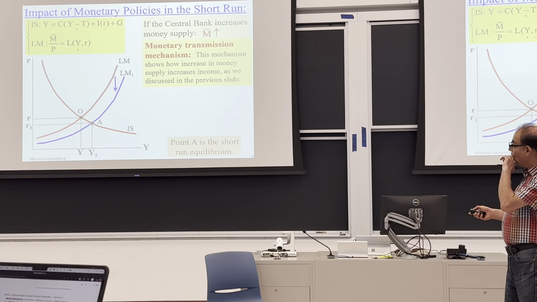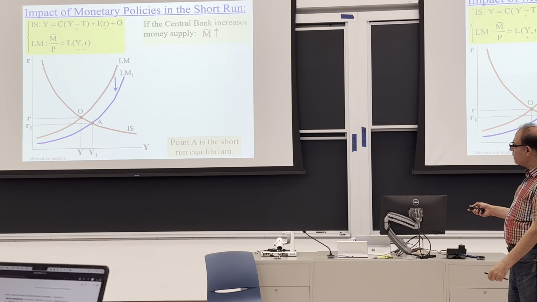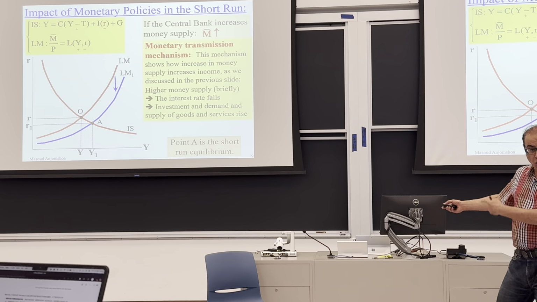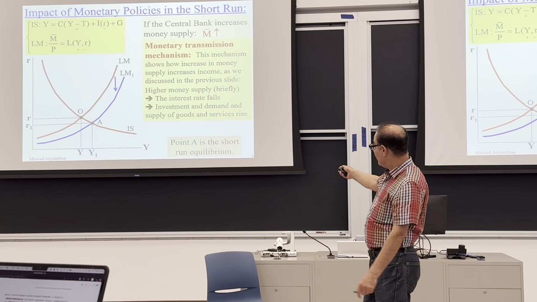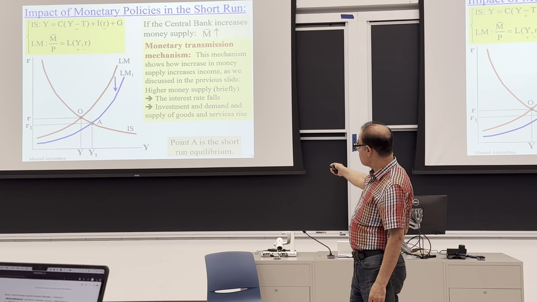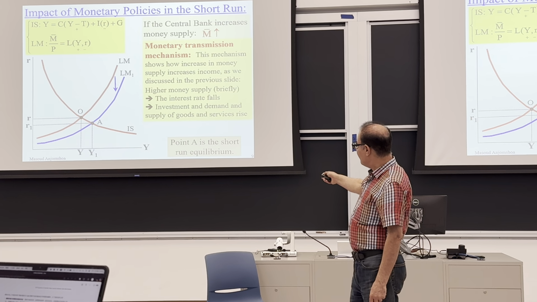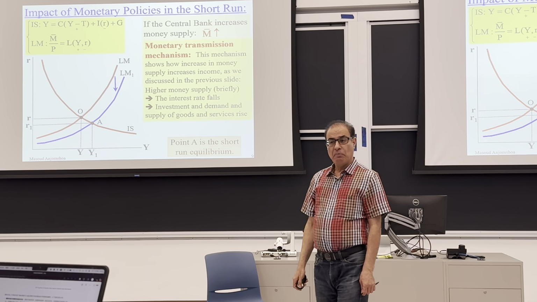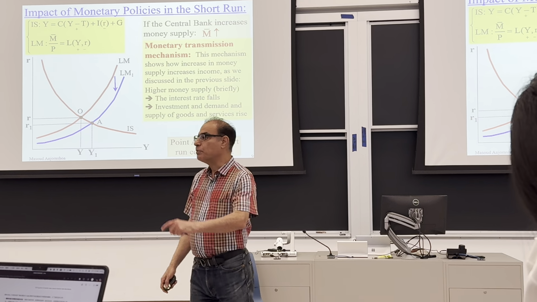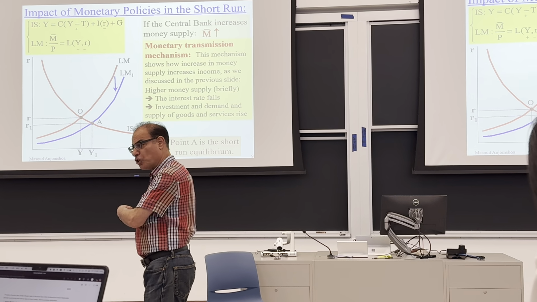Okay. You see, here this mechanism that we just talked about, that if the central bank increases money supply, income goes up. This is called the monetary transmission mechanism. Monetary transmission mechanism. It means what? It means the way that I just told you.